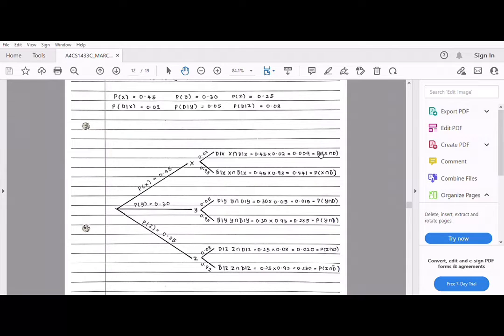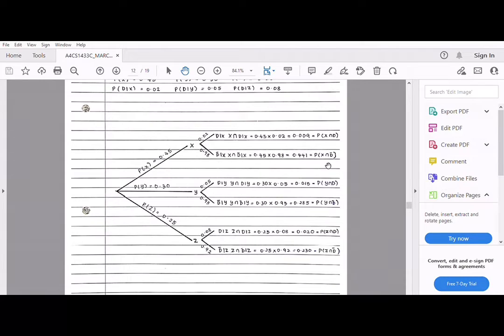How to calculate this? You have to multiply 0.45 multiplied by 0.02. Then you will get 0.009 and it is equal to probability X intersect D. Same goes to all the calculations over here. You have to multiply this to this and this to this. To make sure the answer that you get is true, you have to add all the answers that you get and it must be 1. If you get an answer more than 1, then your calculation here must be wrong.